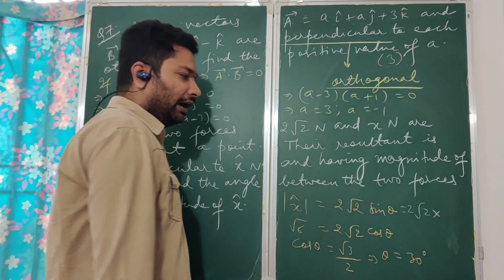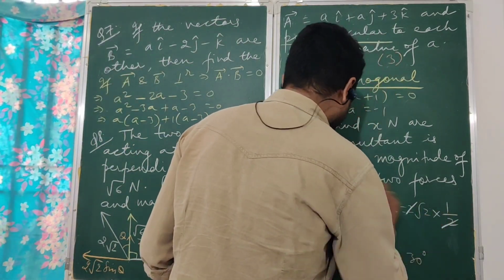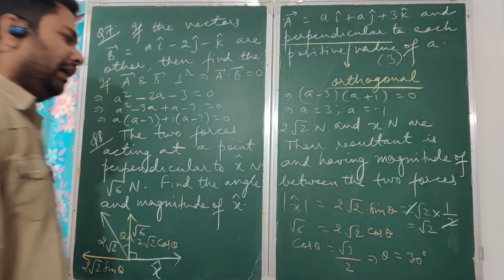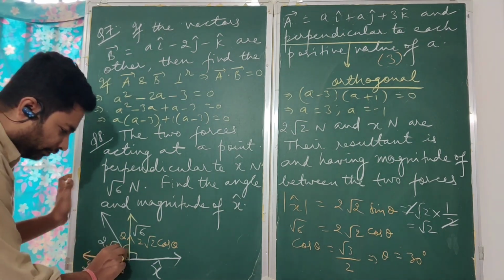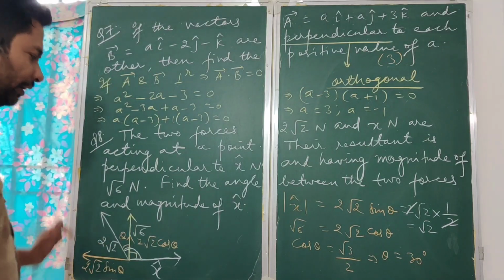Sine of 30 is half. Put it here, half. 2 and 2 get cancelled. So that means this is equal to root 2. And theta value we have got as 30 degrees. So what is the angle between both the forces? It is 30 plus 90. 30 plus 90 is 120 degrees.